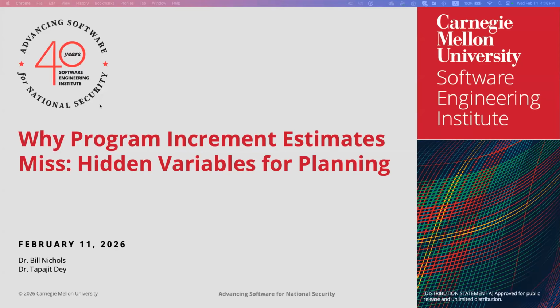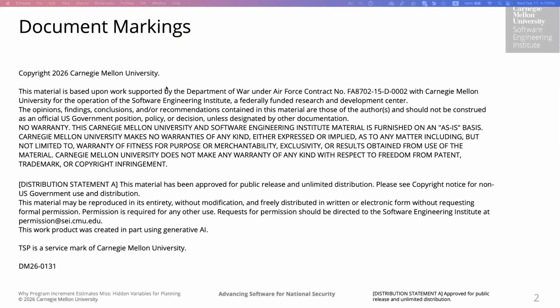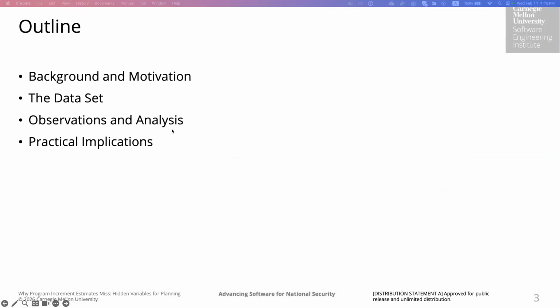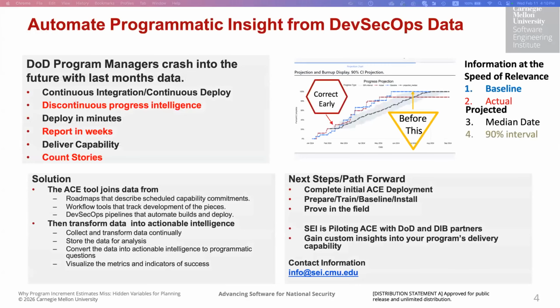Can you jump forward to our outline? Yes. There. So I will talk about the background and the motivation for this work. I'll try to give you some grounding in why we're doing it. Tapajit will describe the data set, how he performed the analysis, what he did with the data, some of the observations, and we'll conclude with some of the practical implications, which I'm sure many of you would like to discuss after the presentation. And if you have any questions, we'll try to just continue through the presentation.